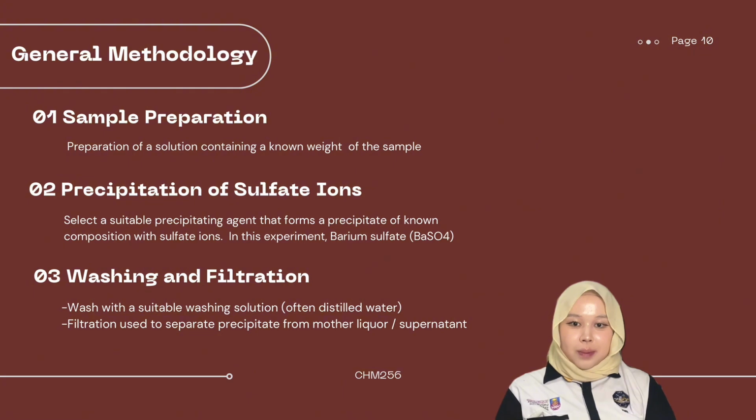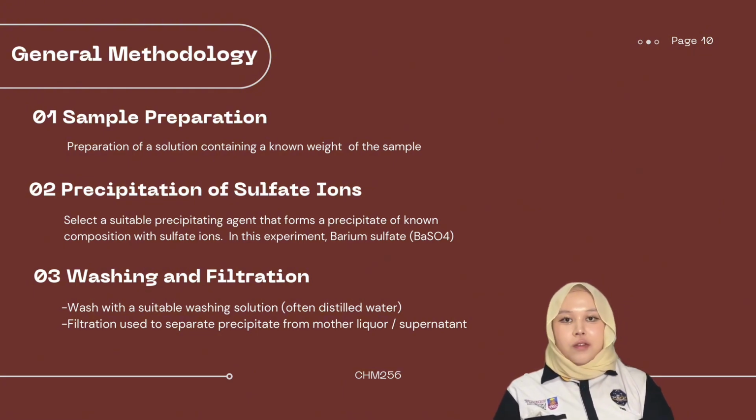First, we have sample preparation, which is the preparation of a solution containing a known weight of the sample. Next, we have precipitation of sulfate ion. A suitable precipitating agent that forms a precipitate of known composition with sulfate ion is selected. In this experiment, we choose barium sulfate. Next, we have washing and filtration. It is washed with a suitable washing solution, often distilled water, and filtered to separate the precipitate from the mother liquor or the supernatant.